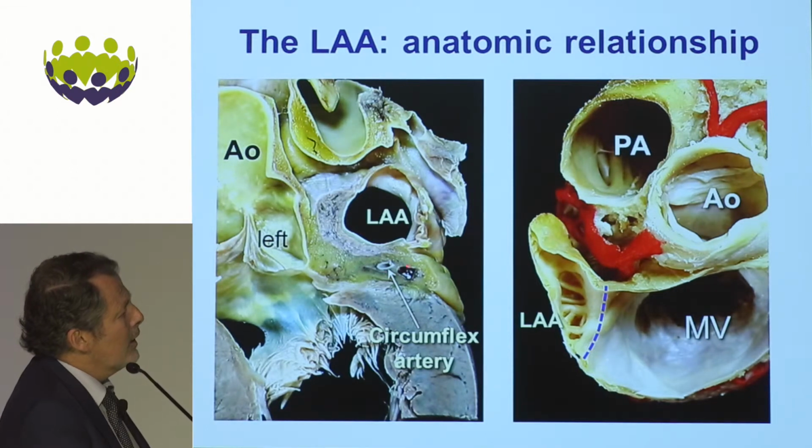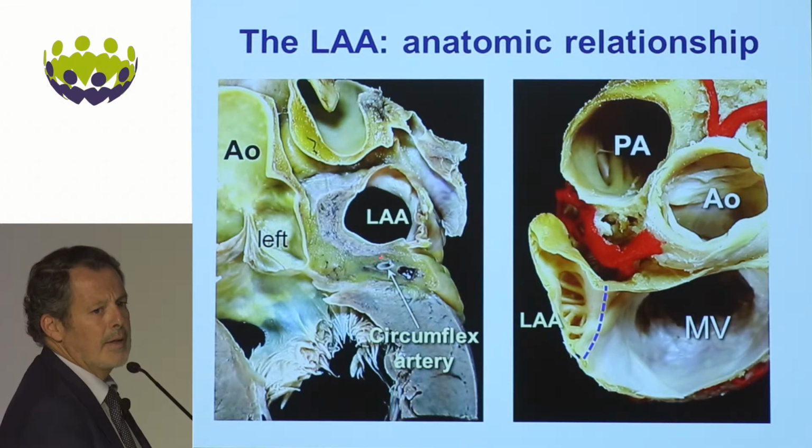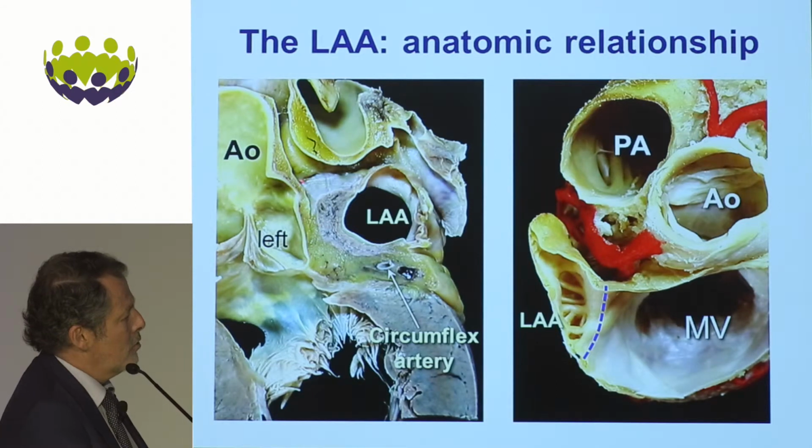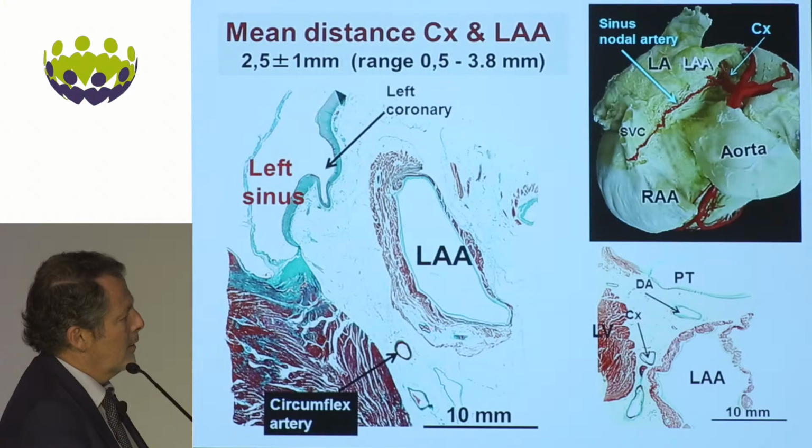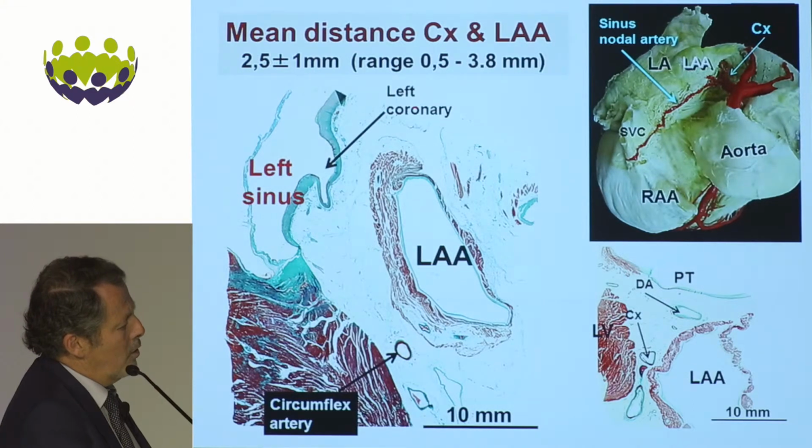But what are the anatomic relations of the left atrial appendage with the neighboring structures? Here you see the left atrial appendage, and this is the most important anatomic relation, with the circumflex artery. Here you see the aorta, the orifice of the left atrial appendage, and the presence of this close anatomic proximity with the circumflex artery.